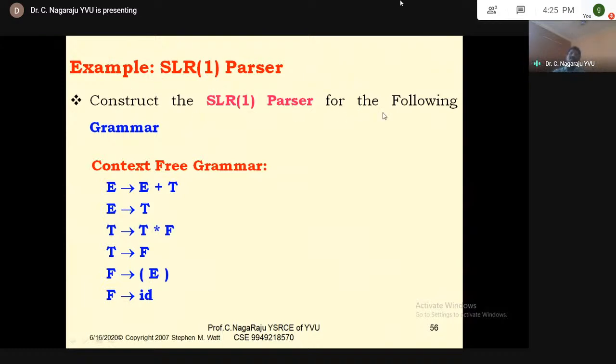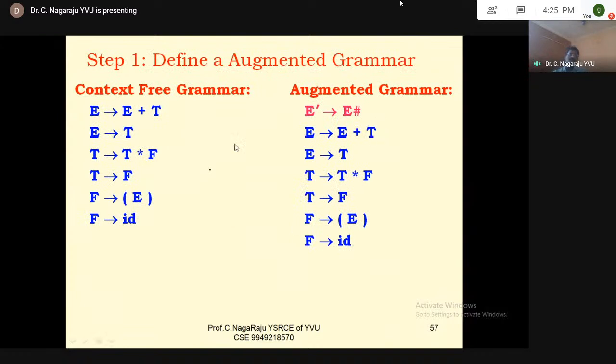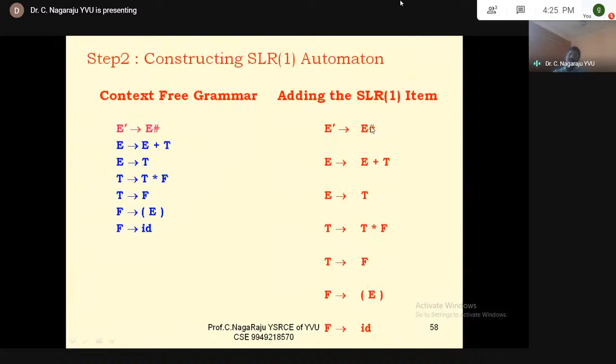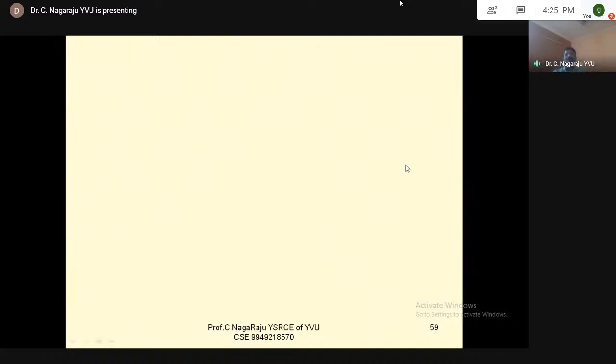Construct the SLR parser for the following grammar. The same grammar I have taken. You have to convert this into an augmented grammar. How to convert it? First we use a dummy node, E' going to E followed by dollar, or you can put a hash, no problem. After that, give the dots. So this is the augmented grammar, with a dummy root node and the dot productions.